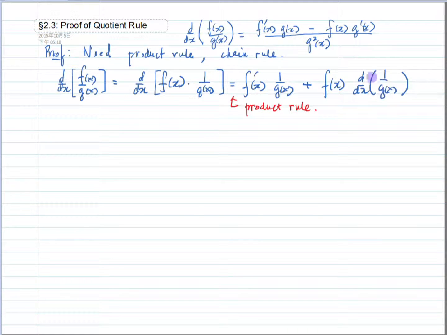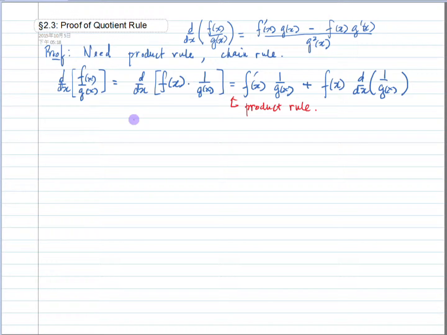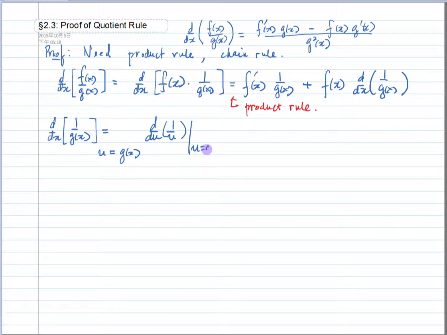Now, the thing we have to now determine is this derivative. This derivative is the derivative of 1 over g, d dx of 1 over g of x. How are we going to evaluate this? Now we're going to use the chain rule. Let us introduce u to be equal to g of x. Right? So then by the chain rule, this is the derivative of 1 over u, for u equal to g of x, times du dx. So you have to see this as u. So now we are going to apply the chain rule to find this derivative.